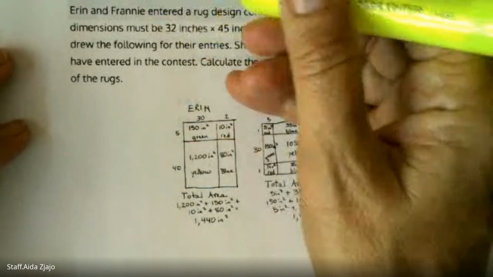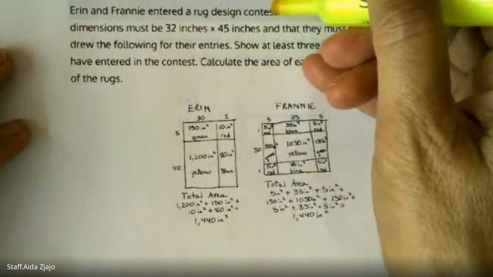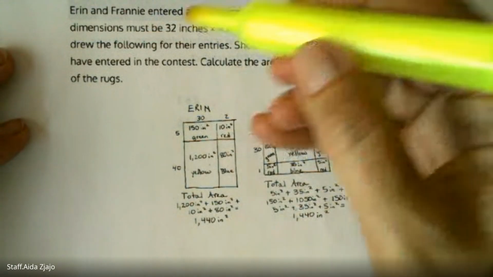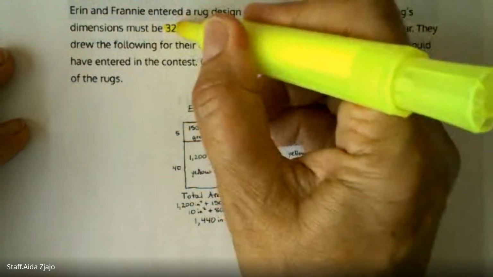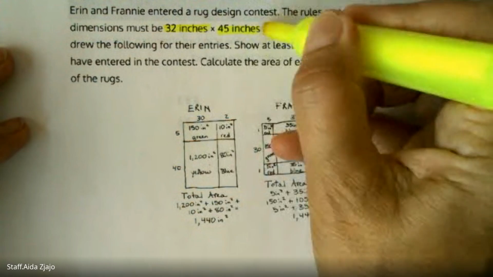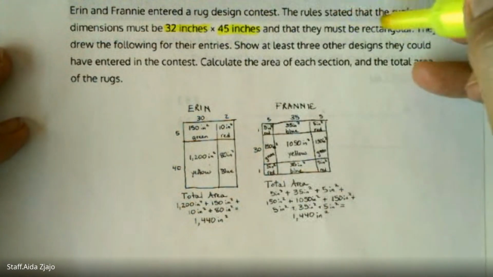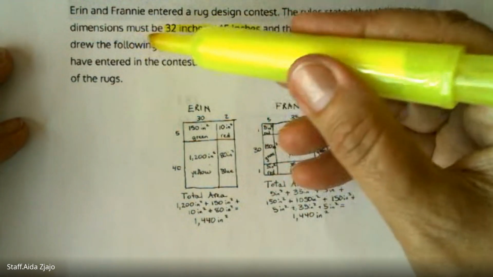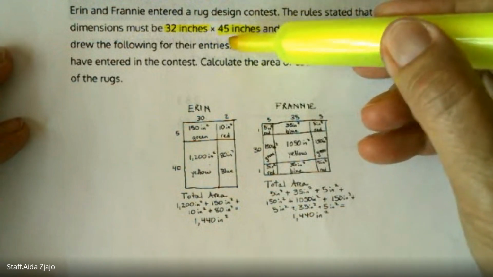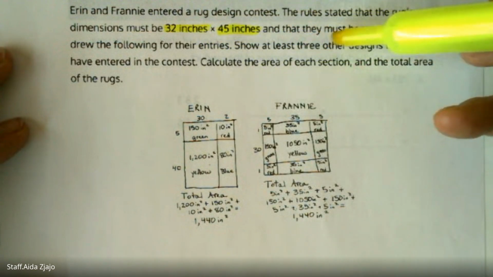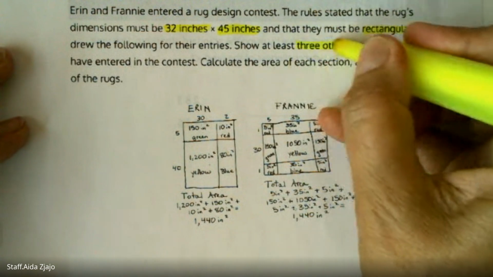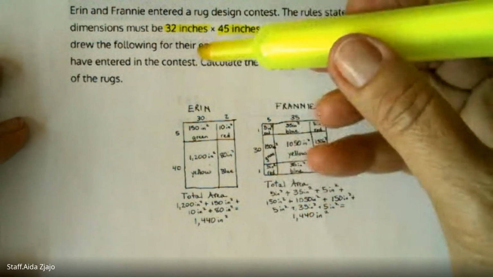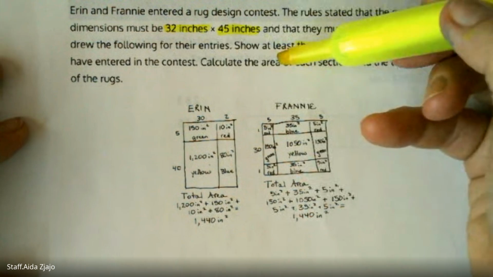Erin and Franny entered a rug design contest. The rules stated that the rug's dimensions must be 32 inches by 45 inches and that they must be rectangular. They drew the following for their entries. Show at least three other designs they could have entered in the contest.